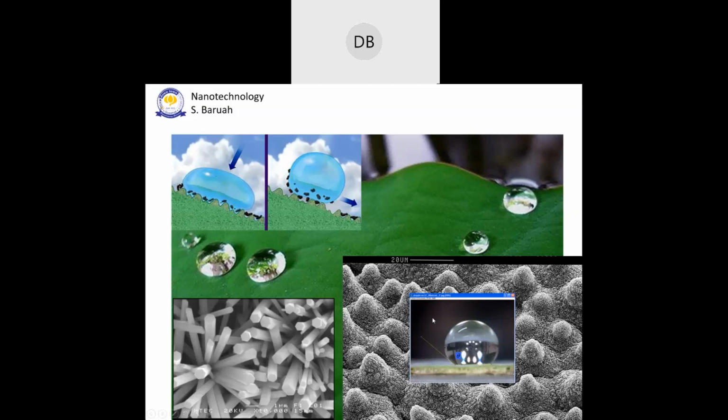Now you see this here. This is again a photograph I had taken with a machine that I designed myself. Okay, so this machine, just a minute.